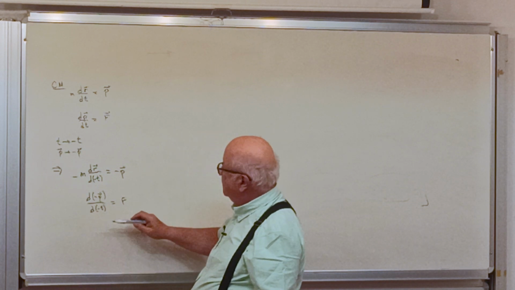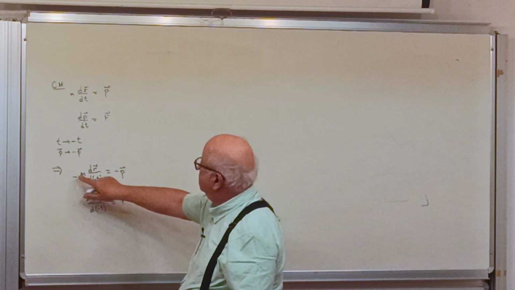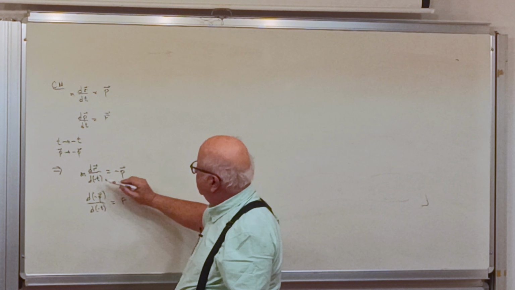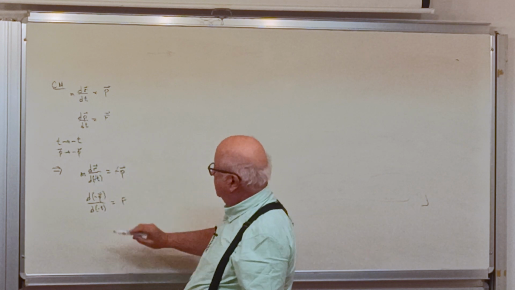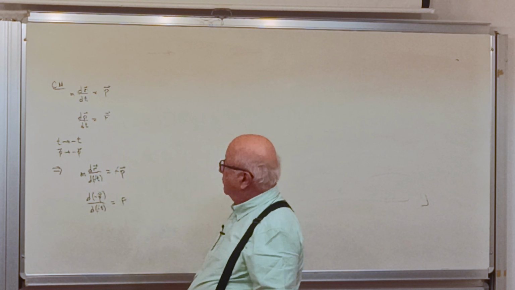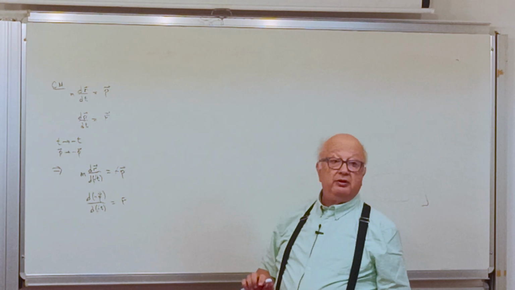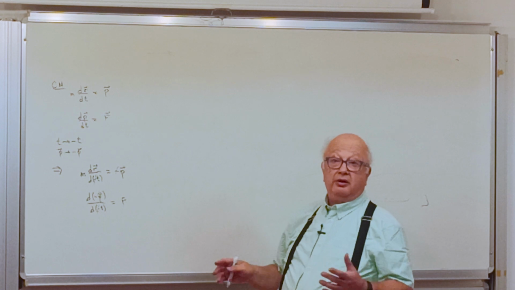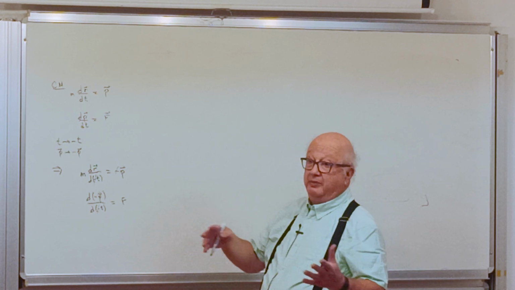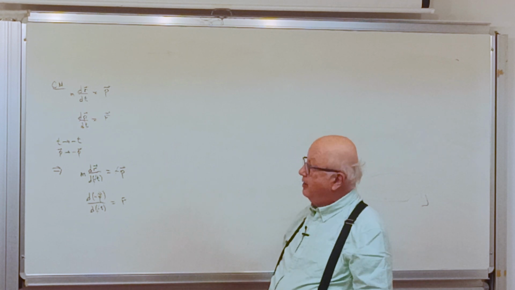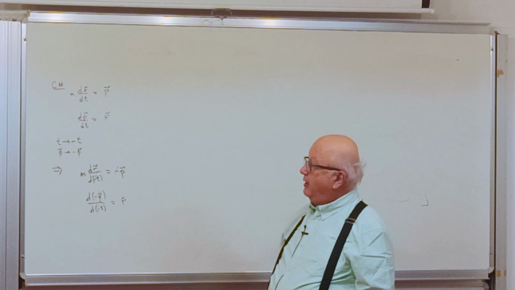But if I cancel the minuses, oops, there's no minus here. If I just cancel the minuses in all of these equations, I get exactly the same equations. So in classical mechanics, we have this time reversal symmetry. Do I have the same thing in quantum mechanics?